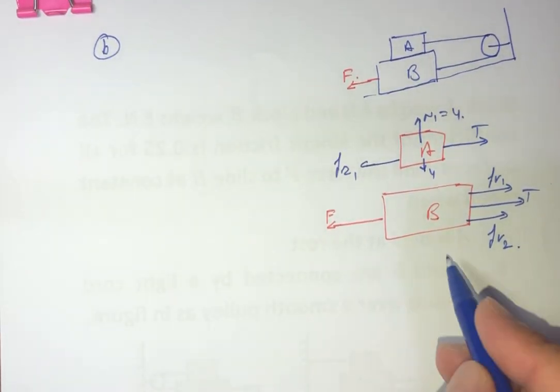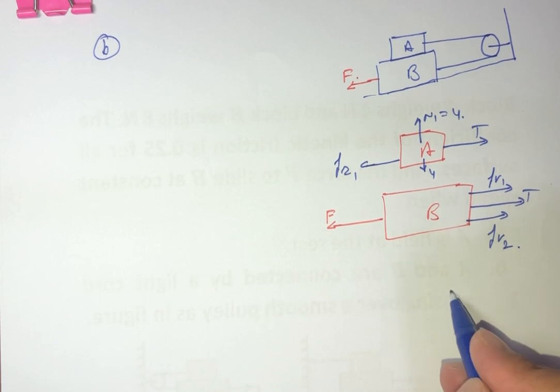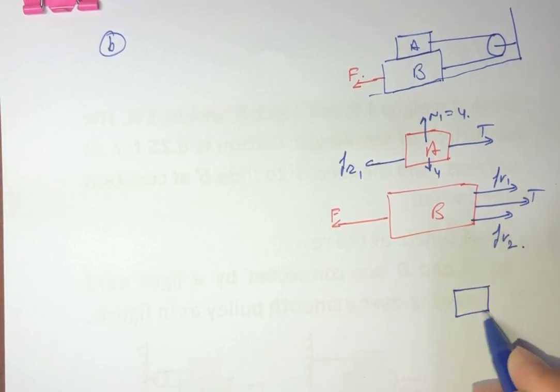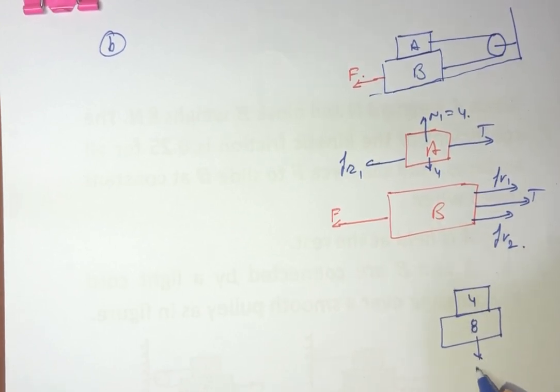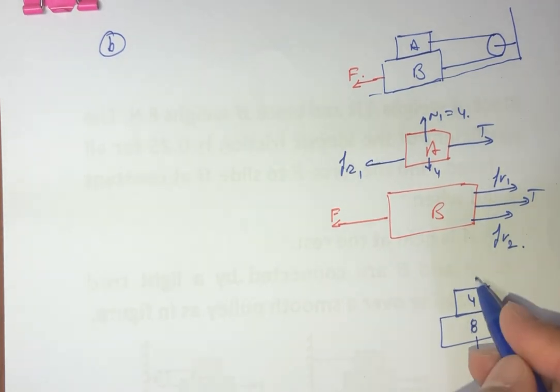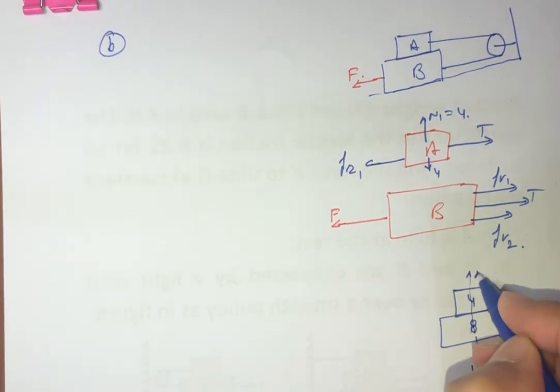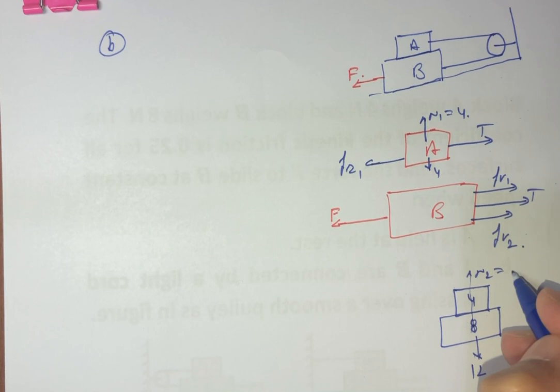Okay. And in case of B, the normal on B will be dependent on both. A is given as 4 and this is 8. So total will be coming here as 12. And the normal, let us call this N2, this will be given as 12.